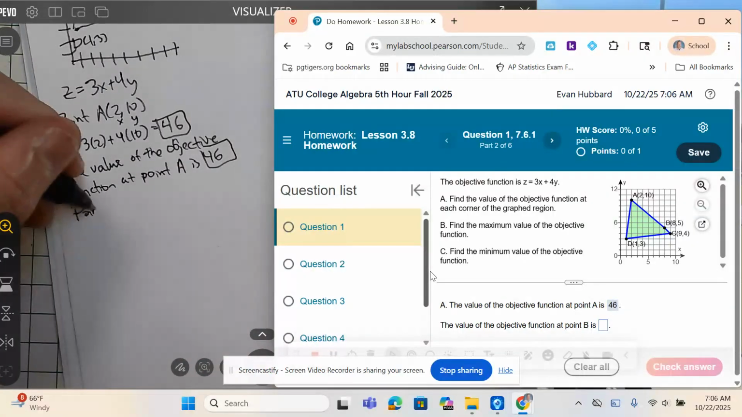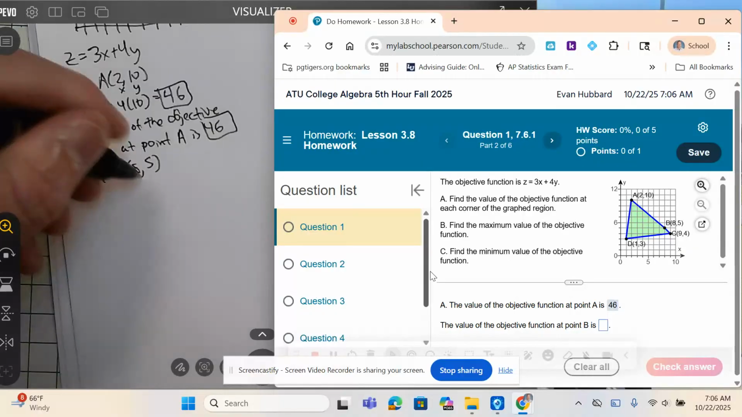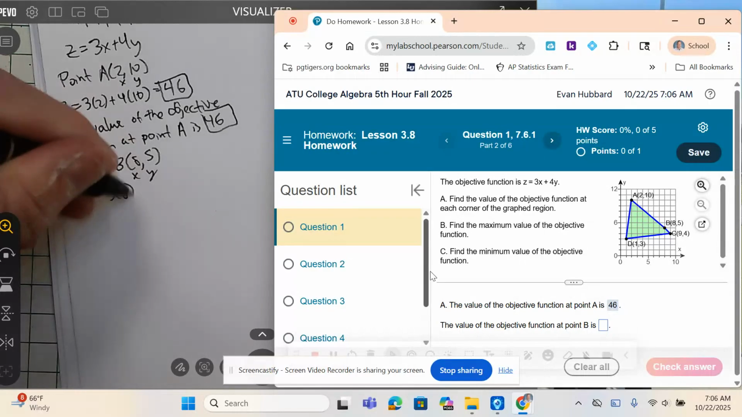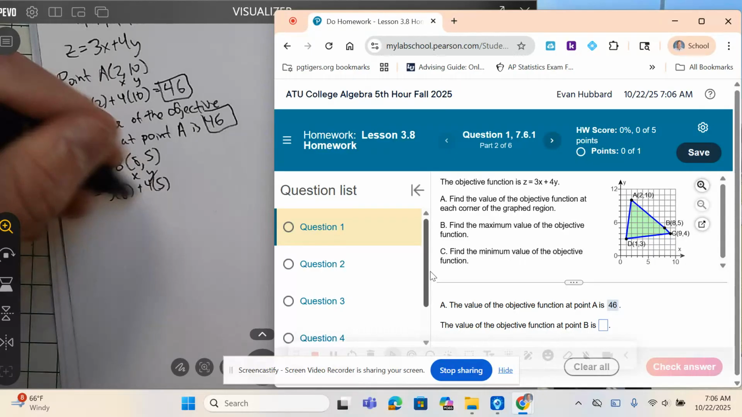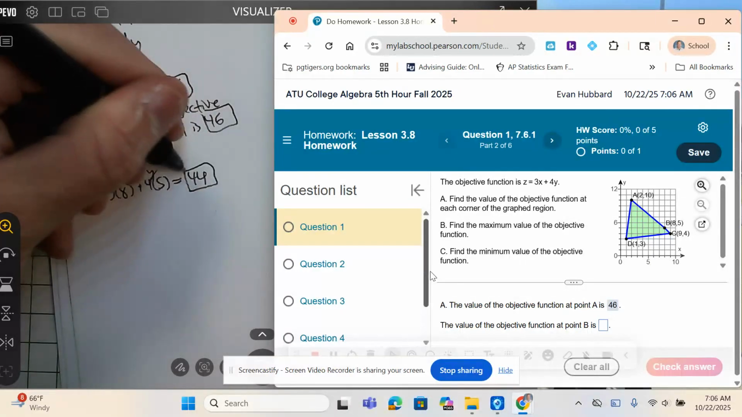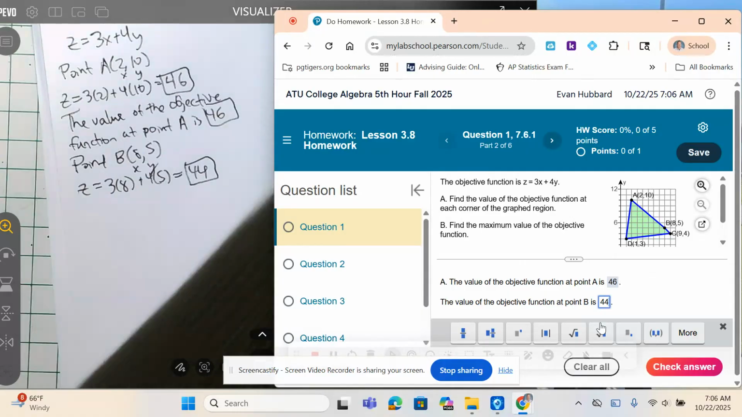So point B, we've got 8, 5. I'm going to plug in 8 for x, 5 for y. So 3 times 8 plus 4 times 5. So 24 plus 20, 44. So the value of the objective function at point B is 44.